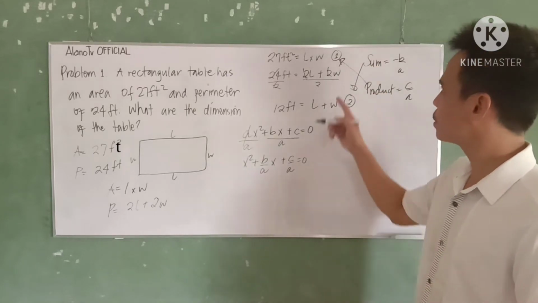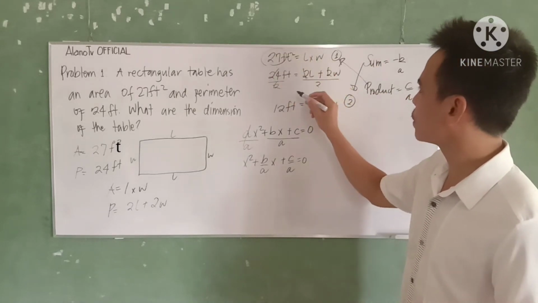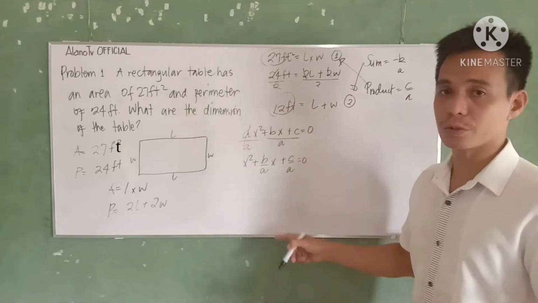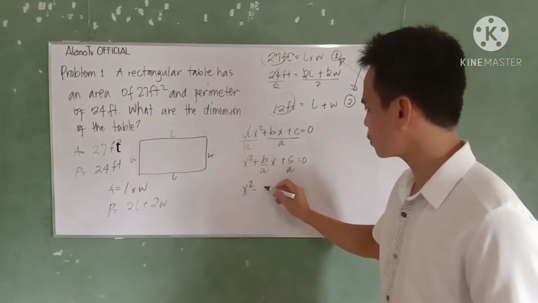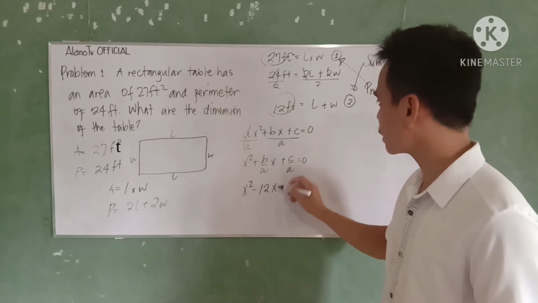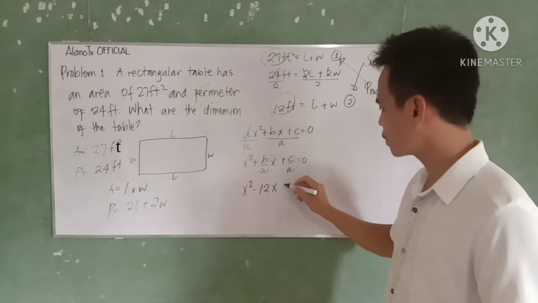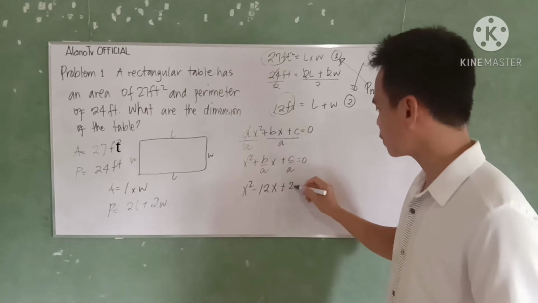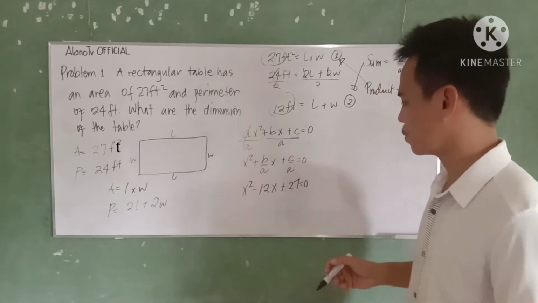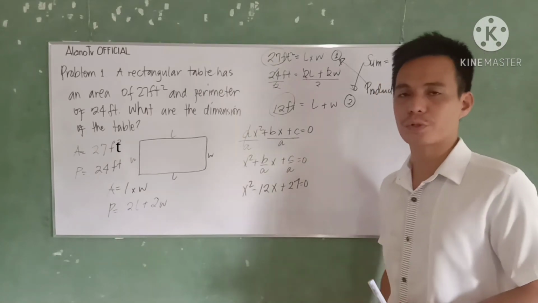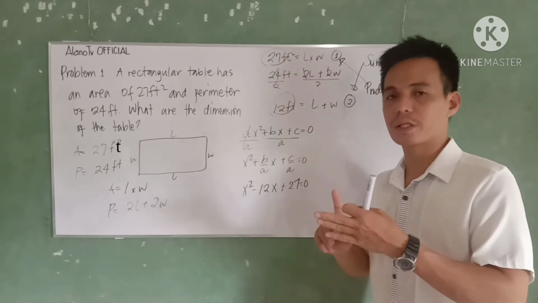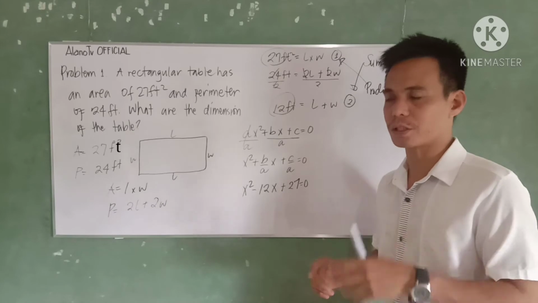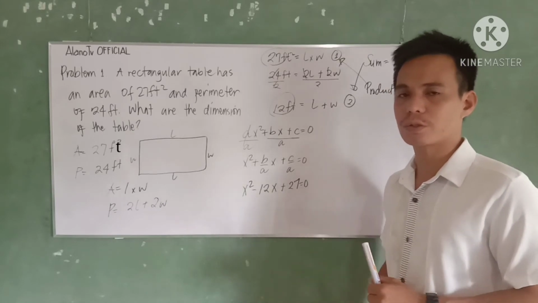So therefore, the values of 27 and 12 can be used in our formula. So we have x squared minus 12x plus 27 is equal to 0. Then how to get the values? We can compute using factoring, using the quadratic formula, extracting square roots, and by completing the square. For the meantime, we are going to use factoring.